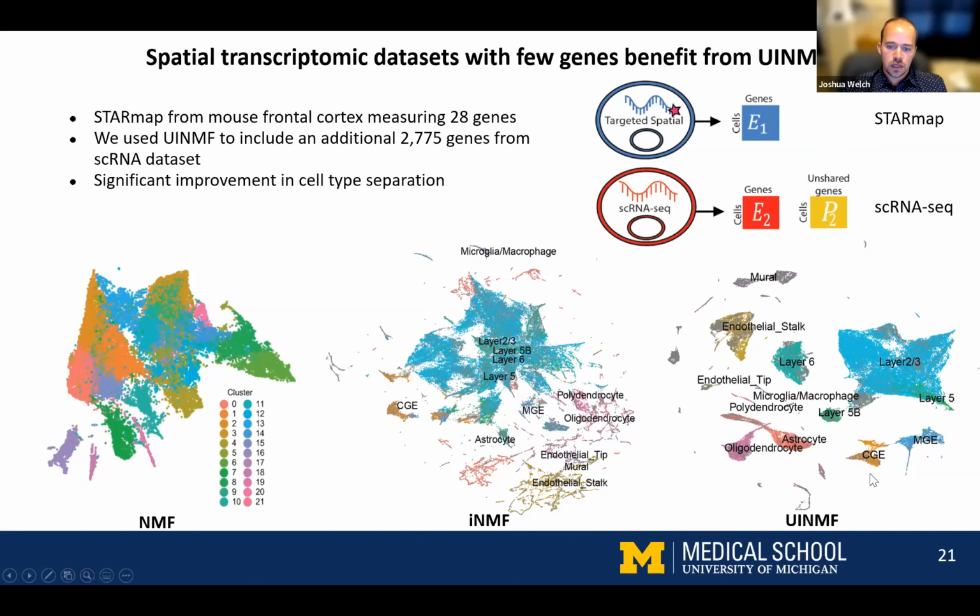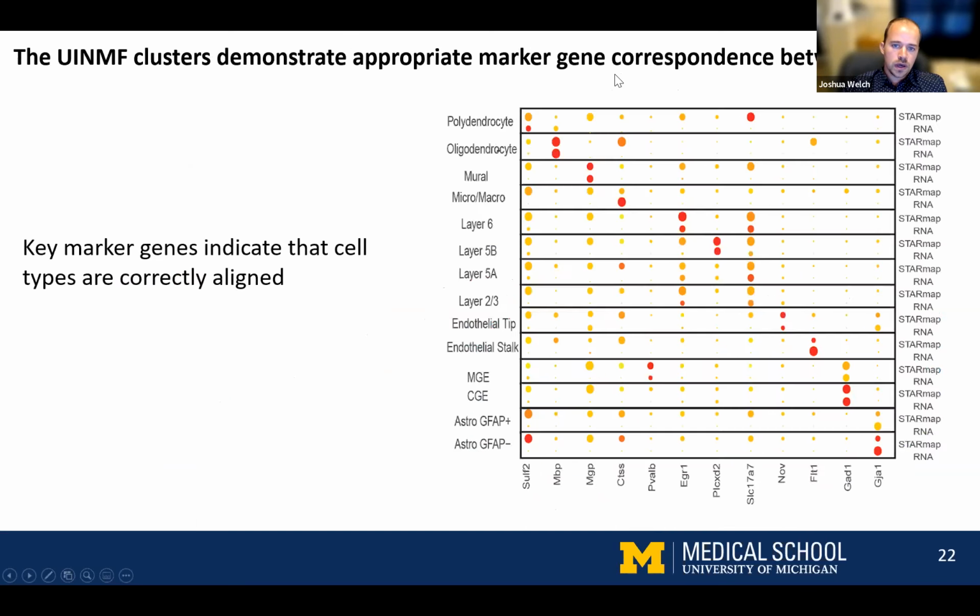shared genes. And you can see that clearly the cell types are much better separated in the plot on the right. I should say the colors are the published labels for the RNA-seq dataset, and the StarMap cells are shown in gray. If we look at the marker genes that each of these clusters expresses, we can confirm that we are correctly aligning the cell types between StarMap and single-cell RNA-seq.